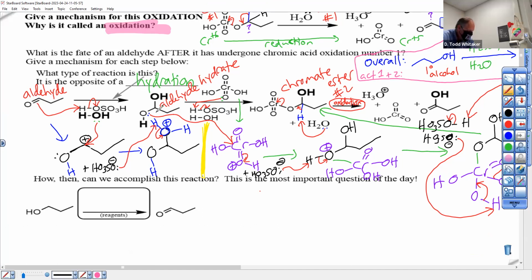And what's the best way to prevent a hydration reaction from happening? It's easier to get dehydrated in Arizona than Michigan. There's less water. Get rid of the water. So we're going to need chemicals that don't have water.